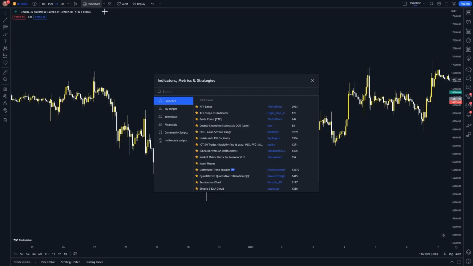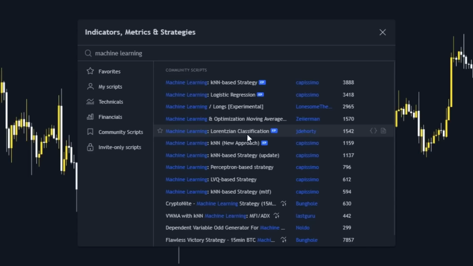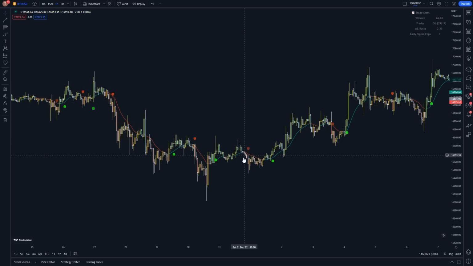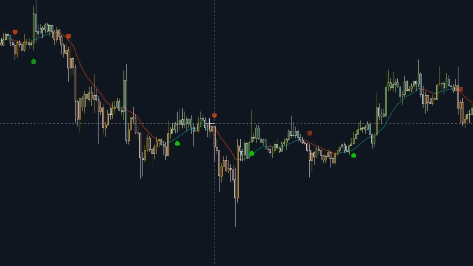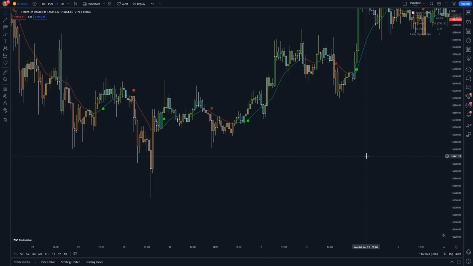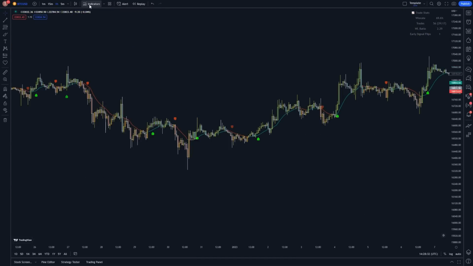Click on Indicators. To find this amazing AI trading strategy, we will need to type in machine learning. Add this one to your chart. This indicator uses machine learning to understand price movement of historical data to predict future movements on each pair, and adds a number value to each candle. Not every move is perfect, but this is why we will improve it using two other indicators.